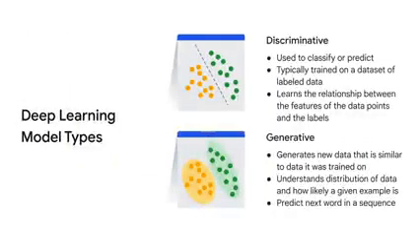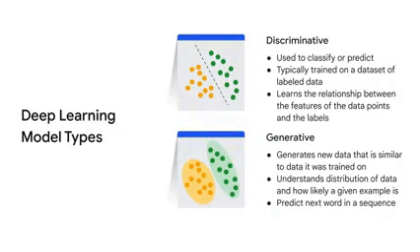Deep learning models, or machine learning models in general, can be divided into two types: generative and discriminative. A discriminative model is a type of model that is used to classify or predict labels for data points. Discriminative models are typically trained on a data set of labeled data points, and they learn the relationship between the features of the data points and the labels. Once a discriminative model is trained, it can be used to predict the label for new data points.